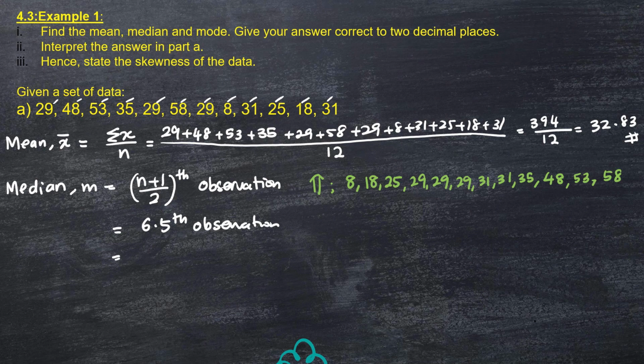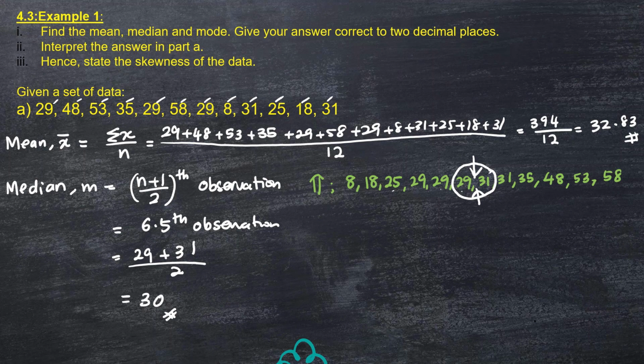Okay, 6.5. 6.5 is where? 1, 2, 3, 4, 5, 6. 6.5 is between here, right? Right. So 6.5 is there. So that means for your median, you should take both values and divide them by 2. So you get median is equal to 30.